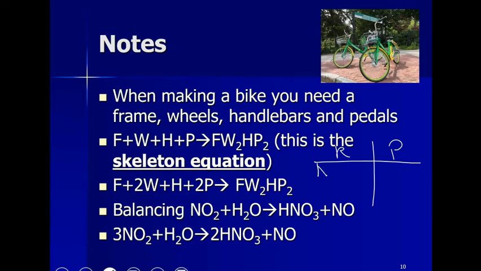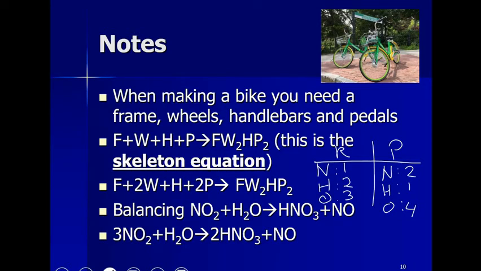So I have nitrogen, hydrogen, and oxygen. I figure out how many of each I have. In the unbalanced equation, I have 1 nitrogen on one side, 2 on the other. I have 3 oxygens on one side, 4 oxygens on the other. I have 2 hydrogens on one side, and 1 hydrogen on the other.